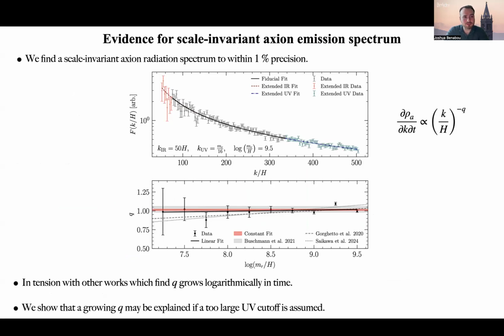Further, we measure the energy emission spectrum of axions in our simulation and find that it is scale invariant to within 1% precision. This is in tension with some other works which find that the spectral index of emission should grow logarithmically in time. On the other hand, we demonstrate explicitly that a growing index may be explained as a biasing effect arising in the fitting of our spectrum to a power law if the UV cutoff assumed in the fit is too large.